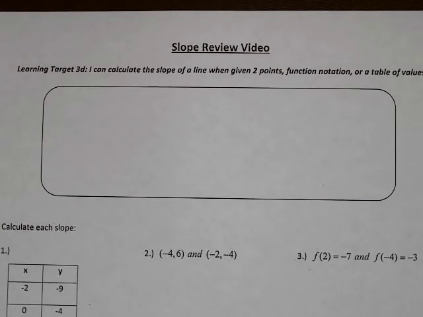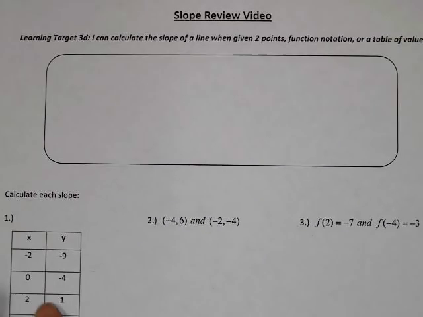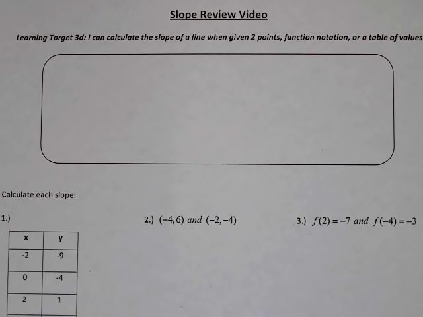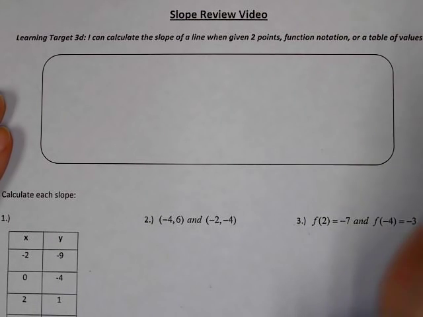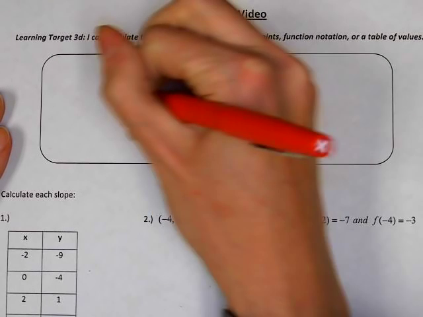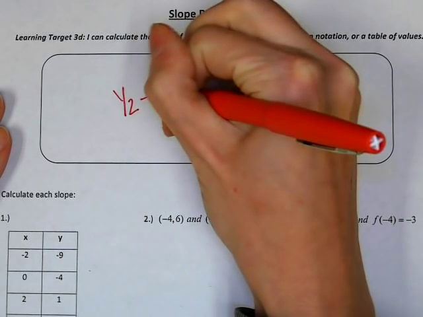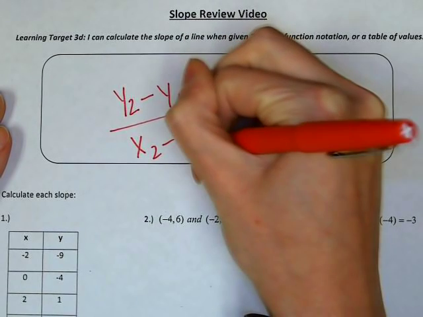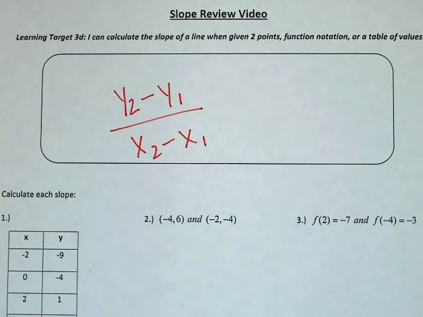So I wanted to do a little review of what we did, I think it was last week, about how to find the slope given a table, 2 points, or function notation. Here's the big formula to find slope. It's y2 minus y1 over x2 minus x1. That gives you the slope.